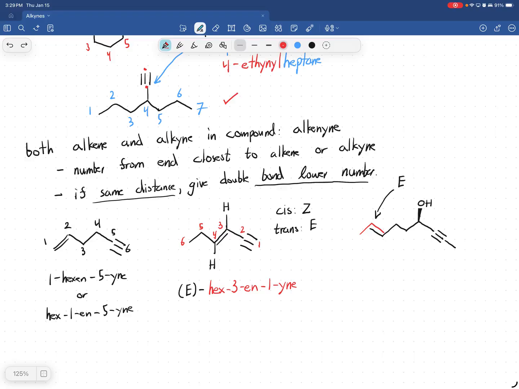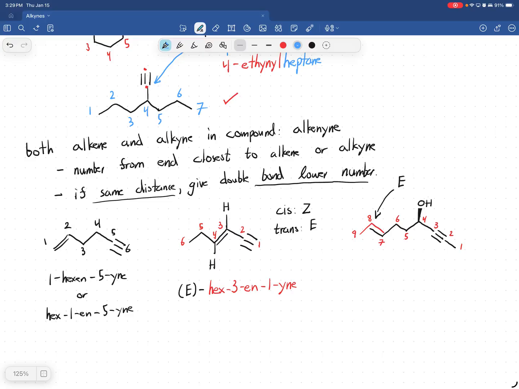The alcohol substituent. Yeah, the alcohol. So let's look at the alcohol. The alcohol actually takes precedence there. So 1, 2, 3, 4, 5, 6, 9. All right. So at the 4th position, we have a chiral center. Is it R or is it S?